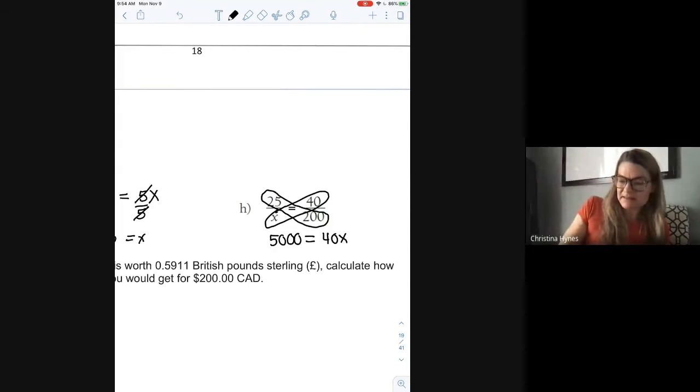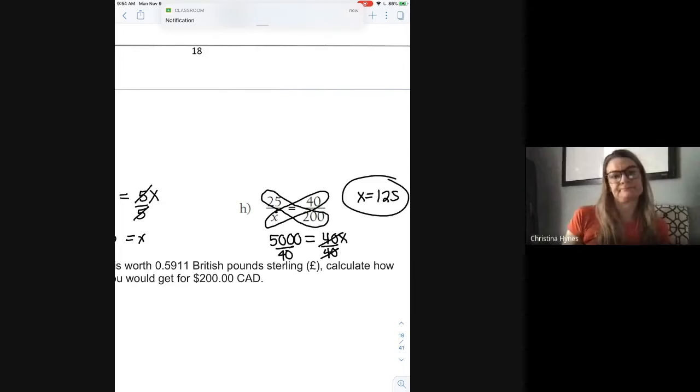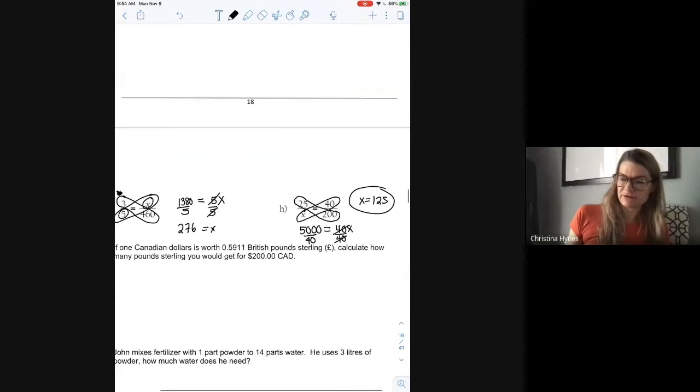Always divide by the number in front of X. So divide both sides by 40 to cross off the 40s. And then in your calculator, you'll put 5,000 divided by 40. And you'll get 125, and that's your answer. Good?